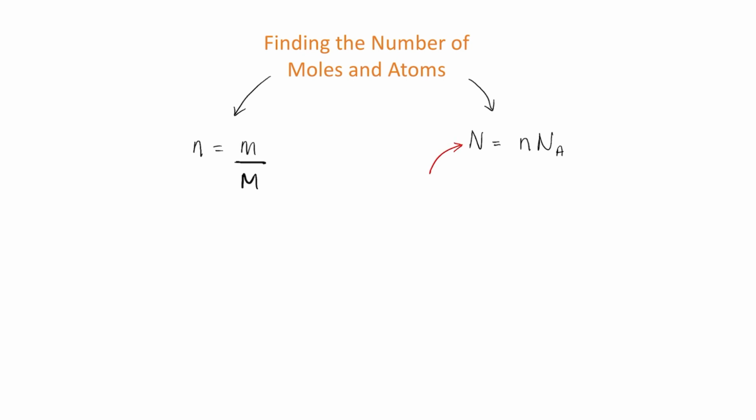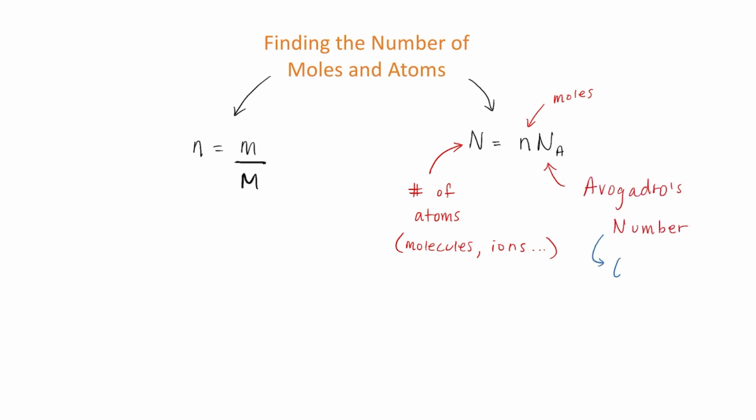Alrighty, now let's look at the next equation. This is the equation we use if we want to find the number of atoms. And now you can also use this to find the number of molecules, the number of ions, really the number of any type of particle. From this equation, we can see that the number of atoms is equal to the number of moles times Avogadro's number. Avogadro's number is 6.022 times 10 to the 23. It represents the number of things that are grouped into a mole.